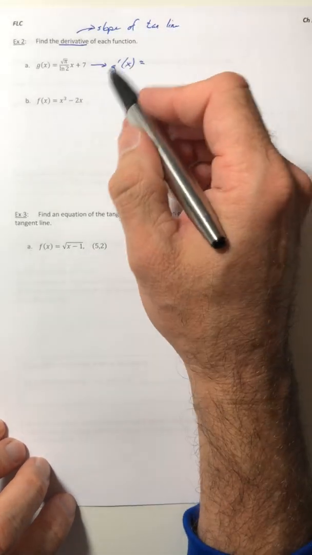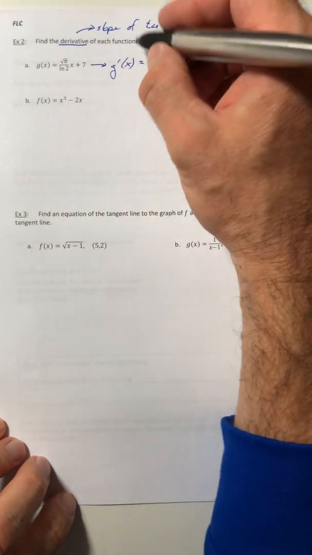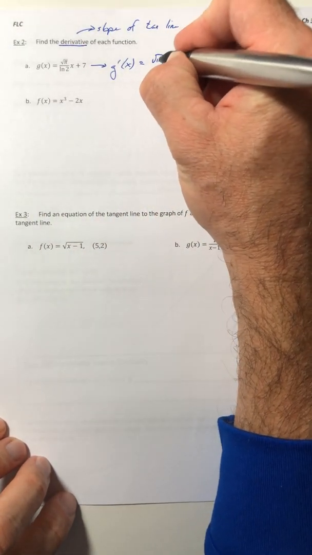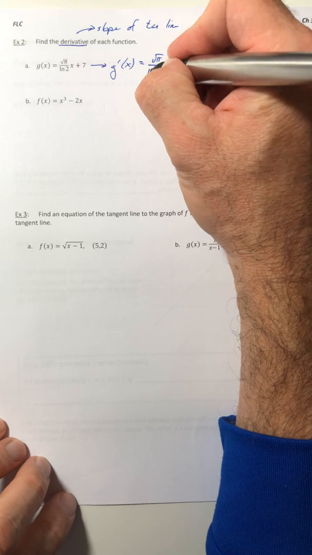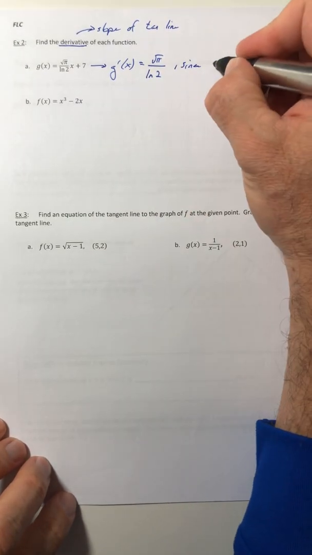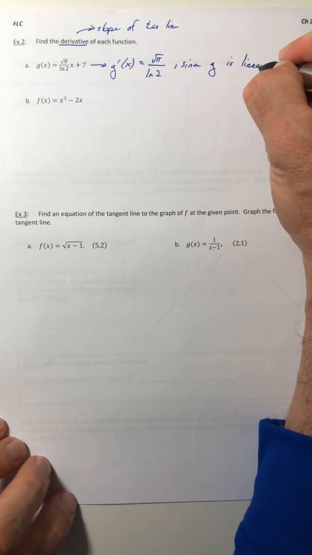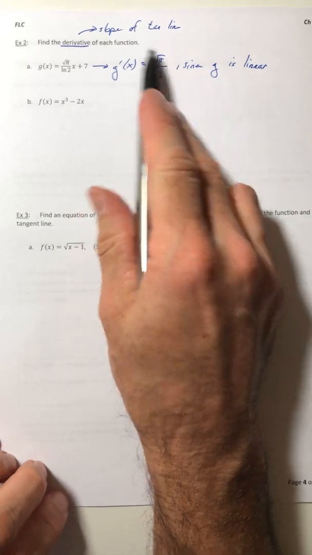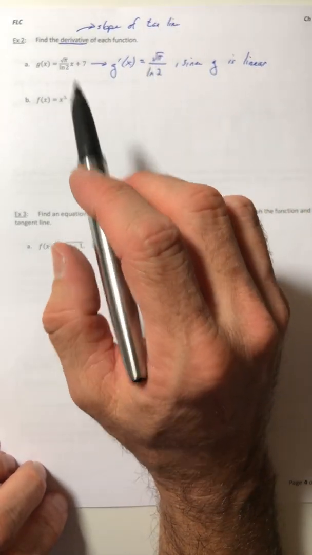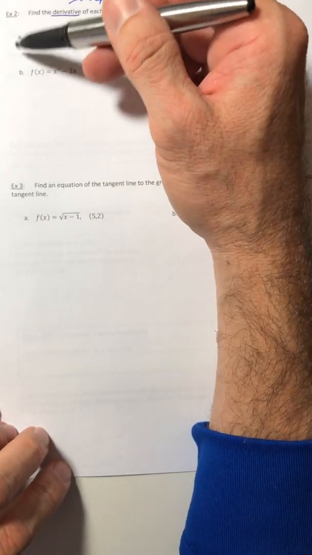So that means g prime, or the derivative, is going to have the same slope as the original function, which is just the square root of pi over the ln of 2, since g is linear. Now, you can only do that with a linear function. If it's not, then you're out of luck and you have to actually go through that whole limit shebang. So that's what we're going to have to do in part B.